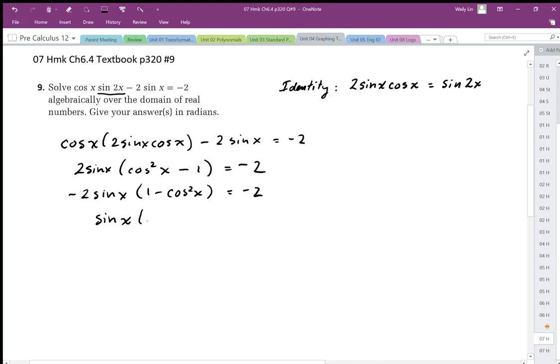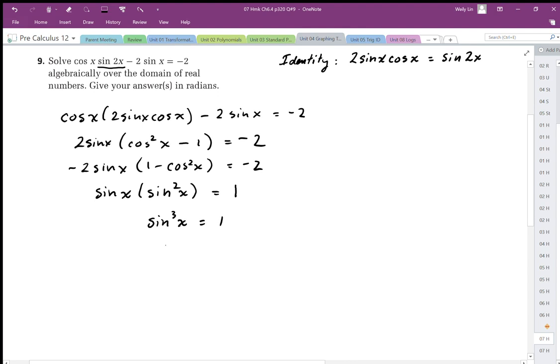this is going to convert to being the Pythagorean identity, sine squared x, and it's going to end up being sine cubed. When I divide -2 by -2, I get 1 on this side. Okay, so when I resolve this side, it's going to be sine cubed x equals 1.